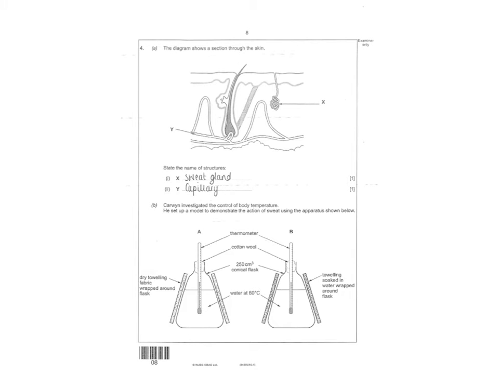The diagram shows a section through the skin. State the name of the structures. So we have here, this is the sweat gland. We can't put duct or pore, it's the gland. And then Y is the capillary. We could also write blood vessel.